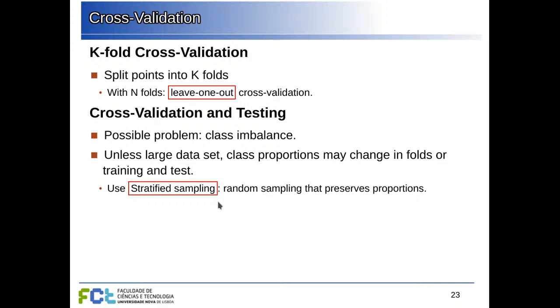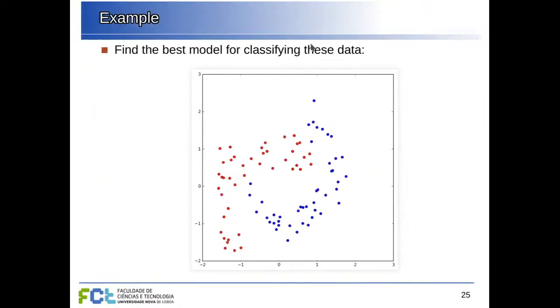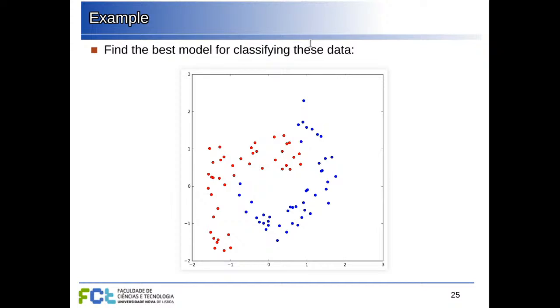which is a way of randomly sampling the points into the different folds, but doing it in such a way that the proportion of points from different classes remains the same. So we are taking at random, but keeping as much as possible the same proportion for each class. So let's see an example here in logistic regression.